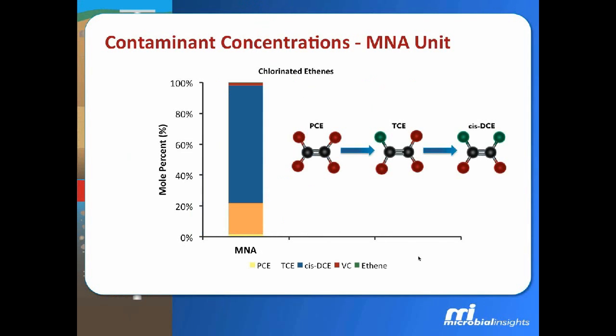When we look at the contaminant concentrations from the passive diffusion bag within the M&A unit, we see that the primary detection was DCE and some TCE, and only a little bit of VC and ethene. This correlates well with the microbial data, since we saw low concentrations of Dehalococcoides and Dehalobacter, and vinyl chloride reductase genes were below the laboratory detection limit.